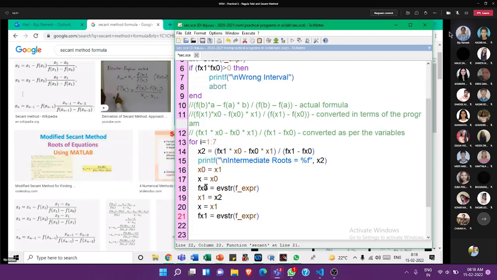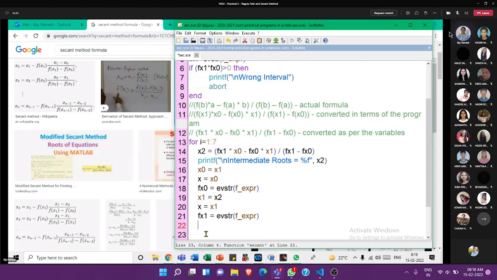So you have to do this, because why you are storing this in x, you all know, because your equation is in terms of x. And then you find fx0. The same way, x1 is equal to x2, you store it in x and then you find fx1. That's all. Nothing else.